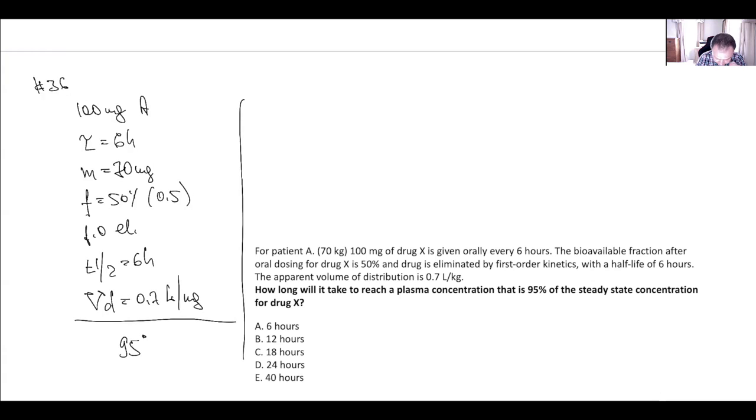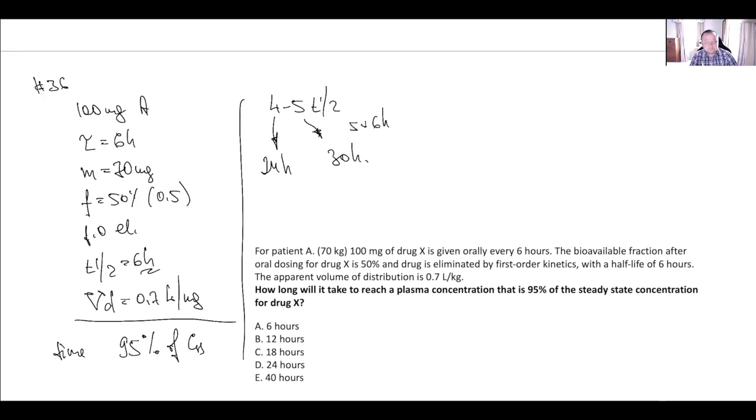So 95% of steady state concentration time. We know that this time is equal to 4 or 5 half-lives. So we have a half-life of 6 hours. So 6 times 4 will be 24 hours, and 5 times 6 will be 30 hours. That's it. 4 times 6 will be 24, and 5 half-lives will be 30 hours. This is the time to reach steady state concentration.